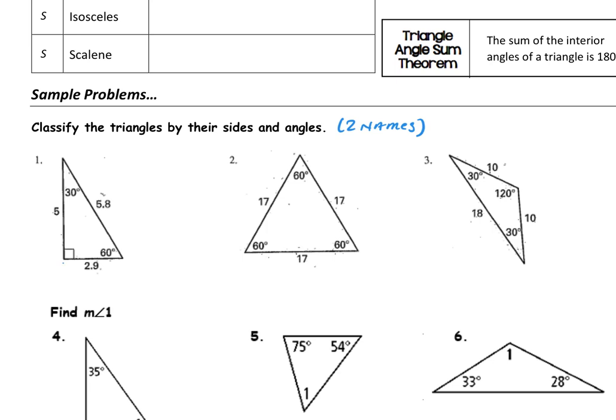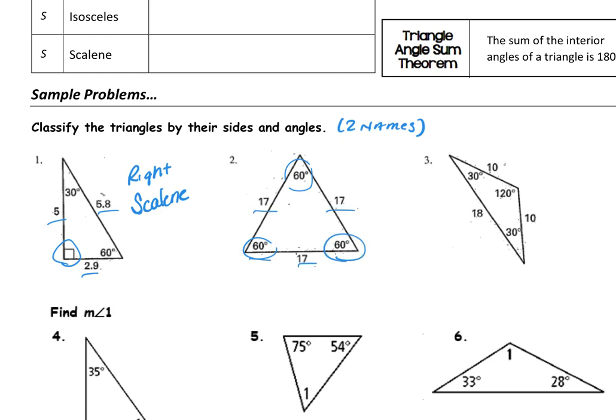So when I look at number one, I see it has a right angle. That automatically means this is a right triangle. And then if I look at all the sides, they're all different. So that's what we mean by scalene. Nothing matches in that triangle. When you look at the next one, notice that all of its angles match and all of its sides match.